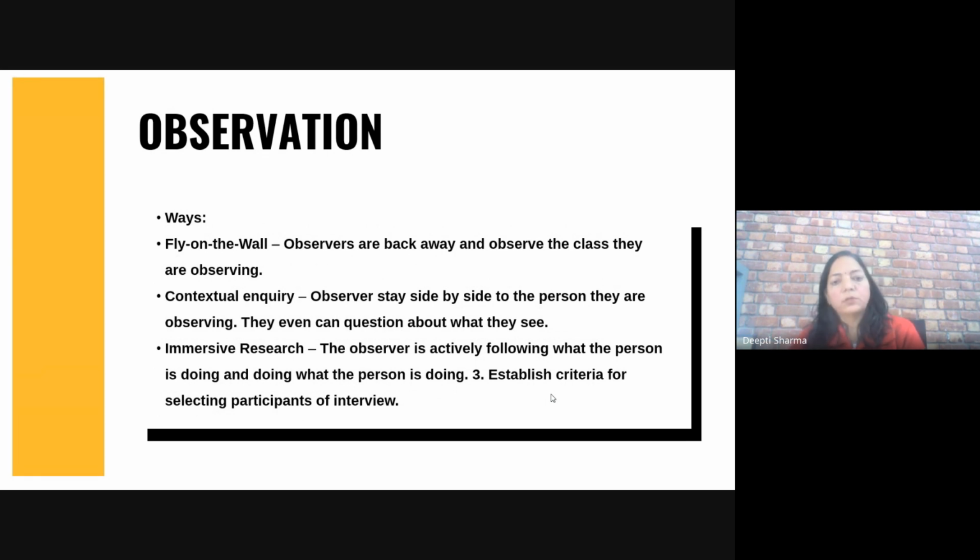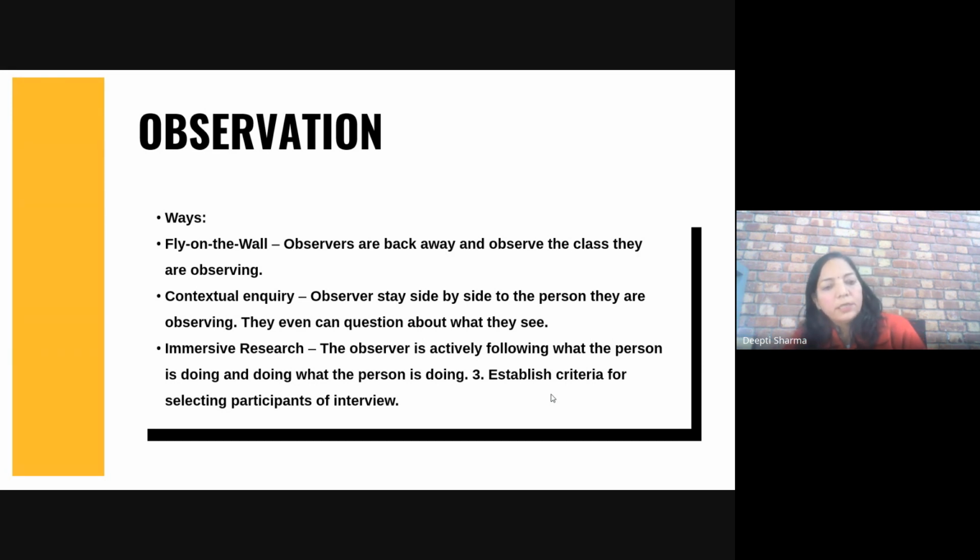First is fly on the wall. Observers back away and observe the class they are observing. So sometimes faculty members sit behind the class and give the students some kind of activity, and observe the class with their behavior, individual students, and the problem area also.